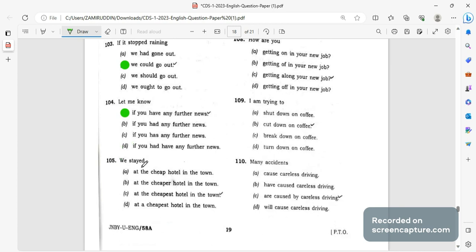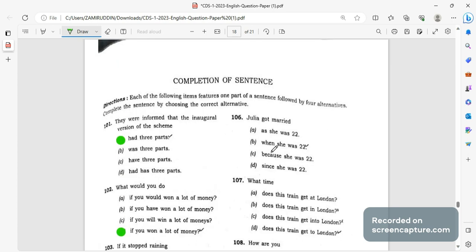We stayed at the cheapest hotel in the town. At the cheapest hotel in the town. We stayed at the cheapest will be the right answer. Use the superlative degree.